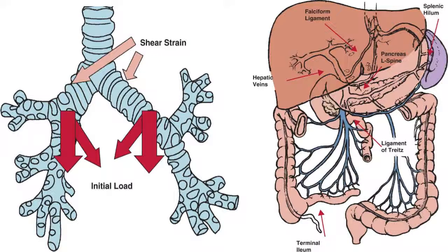The diagrams here represent what happens to the main stem bronchus within 2 centimeters of the carina. In either vertical or horizontal injuries, this is the maximum point of shear strain.